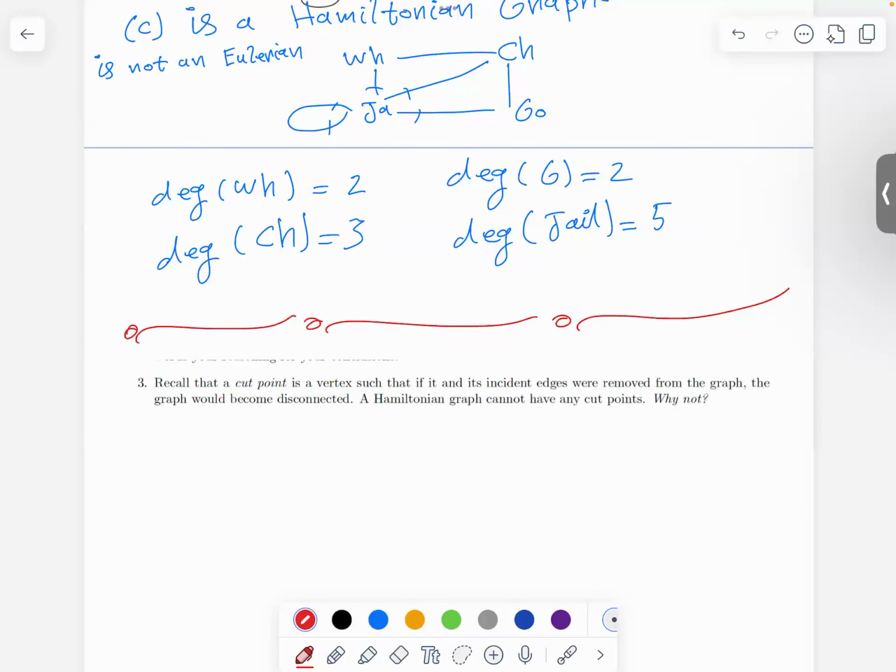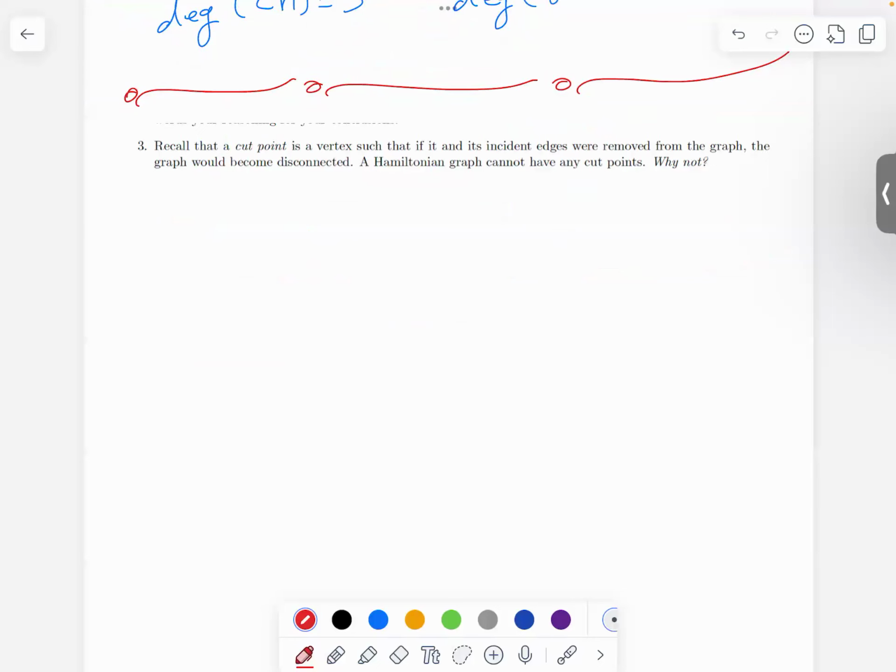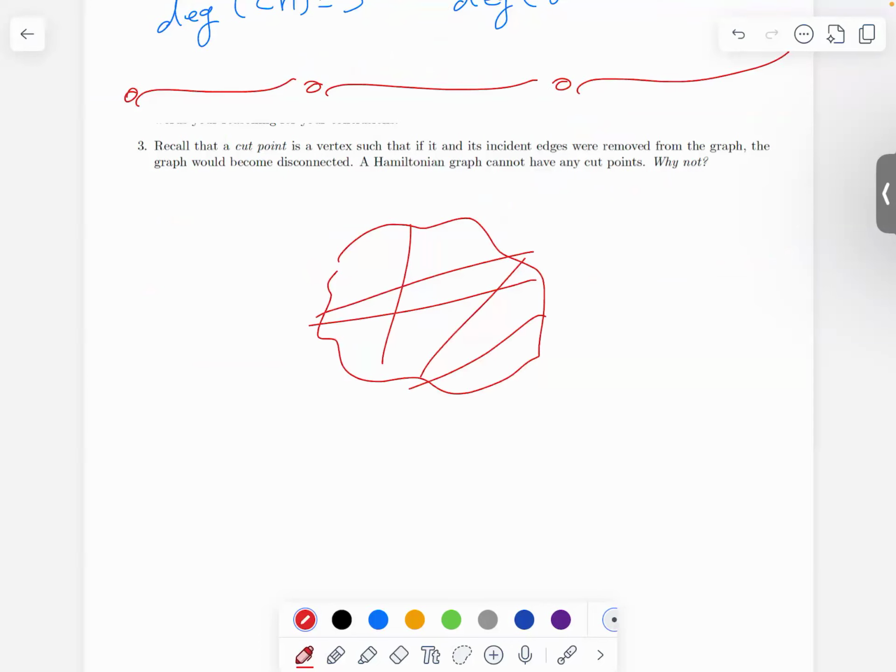So imagine this is your graph here, and this is the vertex going here. So we see that this vertex is a cut vertex. Why? Because if I remove this one, the graph will be disconnected. So it's a sensitive vertex, or a cut vertex. If you remove it, your graph will be disconnected.